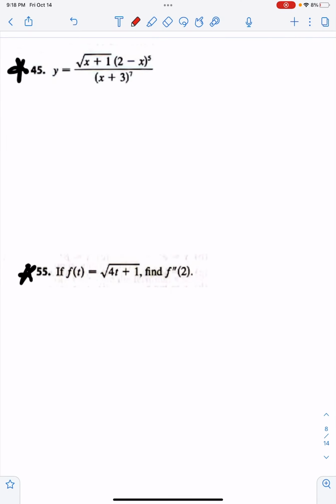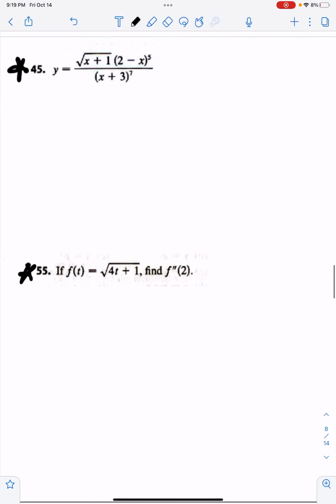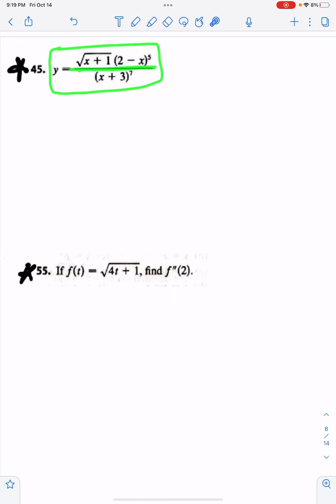Okay, number 45. Let's find the derivative of this fraction. Let's get a bigger idea. This is a fraction, so we follow the rule for derivative of fractions. We would say derivative of the numerator, the entire thing, times the denominator, minus derivative of the denominator times numerator, divided by denominator squared.